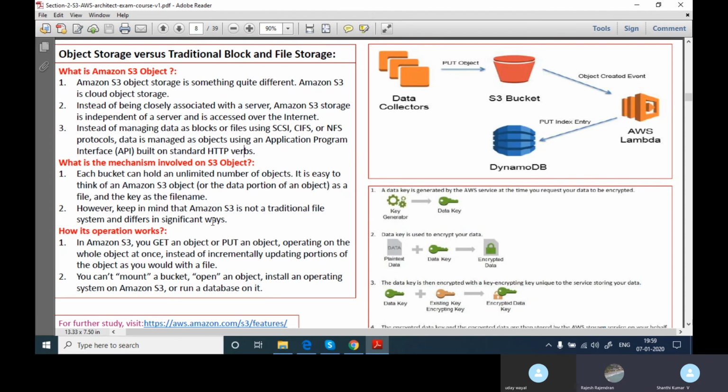Okay. Right. So how the operation works here: in S3, when you get an object or put an object, you operate on the whole object at once, instead of incrementally updating portions of the object as you would with a file. Let us say in a traditional system you have a 1 TB file. How are you going to do it? You are going to split it into different parts, then upload part by part into the storage unit. Am I right?